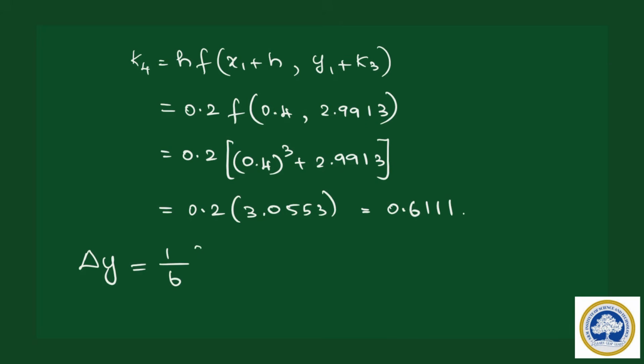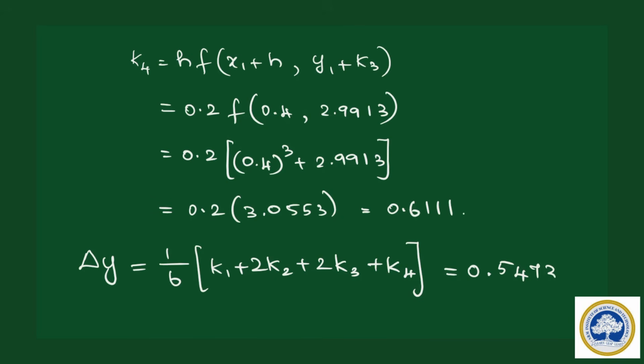So now we have to calculate delta y. So delta y is 1 by 6 into k1 plus 2k2 plus 2k3 plus k4. After substituting all these values, here we are getting the value as 0.5473. So finally this gives you the answer for y2. This is y1 plus delta y. So y1 is what? 2.4432 plus 0.5473 will give you the answer as 2.99.